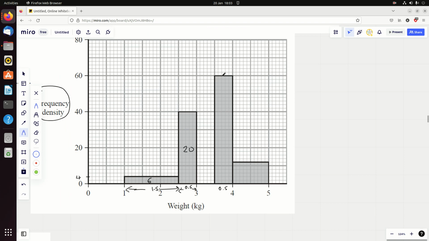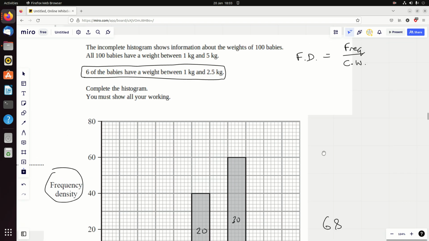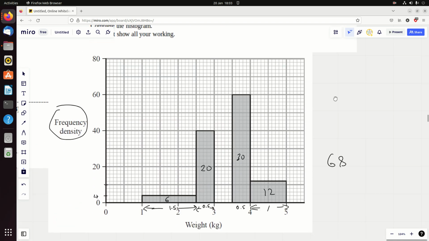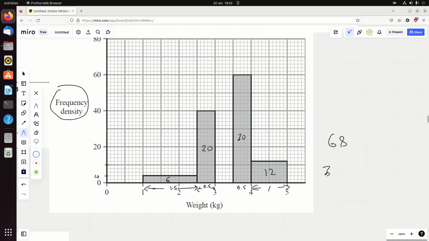So this is another 0.5, but it goes up to 60, so it's going to be 0.5 times 60, which is 30. And this is a 1, and we're timesing it by, now careful here, these are every 2 squares, aren't they? 2, 4, 6, 8, 10, 12. So that would be 1 times 12, which is 12. So altogether, you've got 50, 62, 68 represented, but weren't there 100? 100 babies, so we've got another 32 babies to account for.